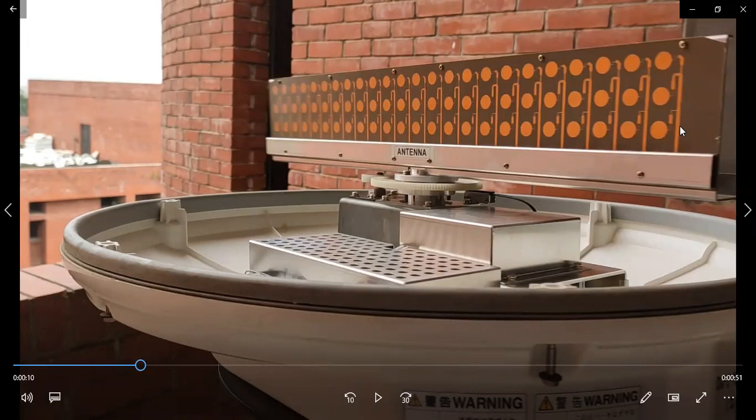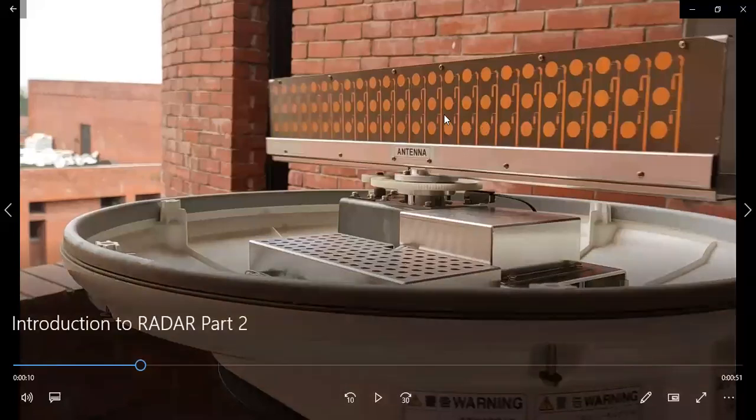Sir, from the side where there is a wall, the reflection will come more. No, I'm just talking about the radiation pattern, the expected radiation pattern out of this antenna.